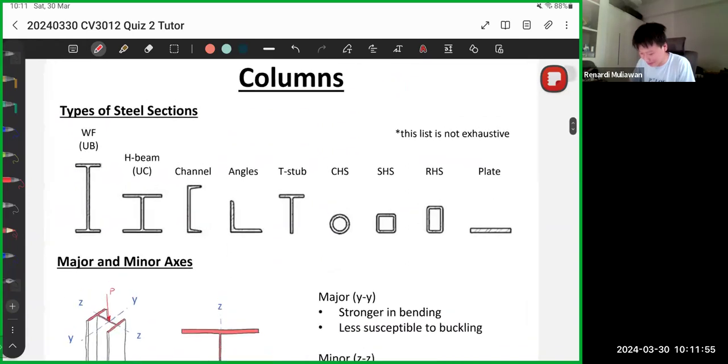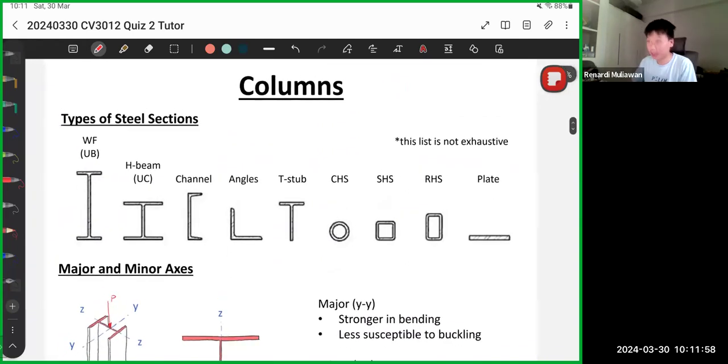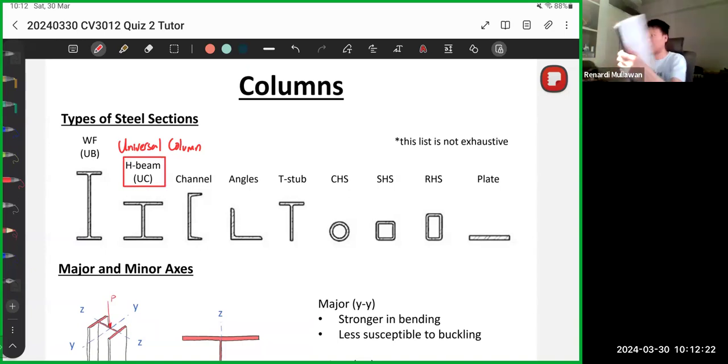So for columns, just to make you aware, there are a few types of cross sections. So we have the I-beams. You can use UB, but usually you use UC, which stands for universal column. This is the most common section used for columns, for steel at least. So if you go to your cross section table, you can search for universal columns. I don't know if you can see that, but yeah, it's there.